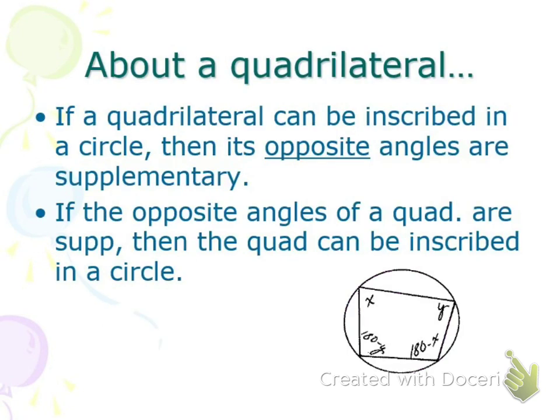If a quadrilateral can be inscribed in a circle, then its opposite angles are supplementary. If the opposite angles of a quadrilateral are supplementary, then the quadrilateral can be inscribed in a circle. Now, I believe that the first bullet point is more useful to us. It's not going to be terribly often that you're asked whether or not a quadrilateral can be inscribed in a circle, but it is a possibility.